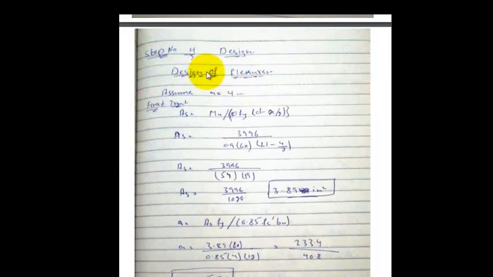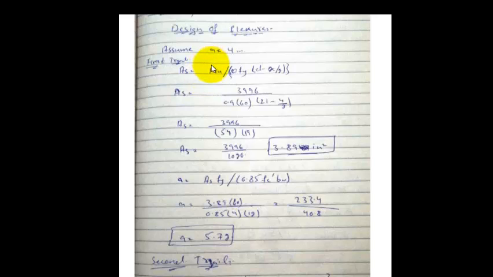Step number 4, design a flexure. And this is where the design step starts. This is very important. Assume a is equal to 4. This is just an assumption. So first, the area of steel formula is Mu divided by phi fy into d minus a by 2. That is Mu, the given moment.